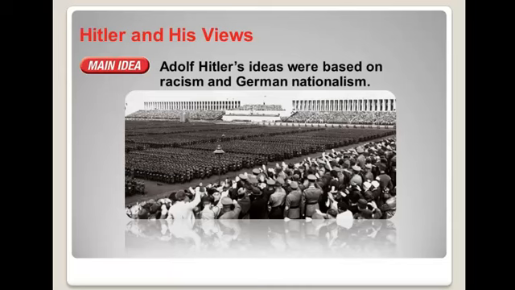Okay, let's turn to Hitler and his views. The main idea for this section is that Adolf Hitler's ideas were based on racism and German nationalism. And in a second, we'll discuss how he merged a whole bunch of different ideas together to come up with what we know as the Nazi ideology.